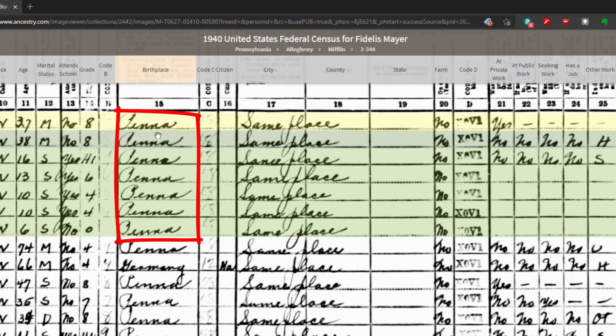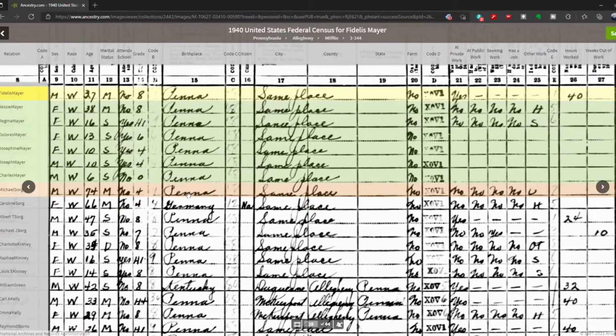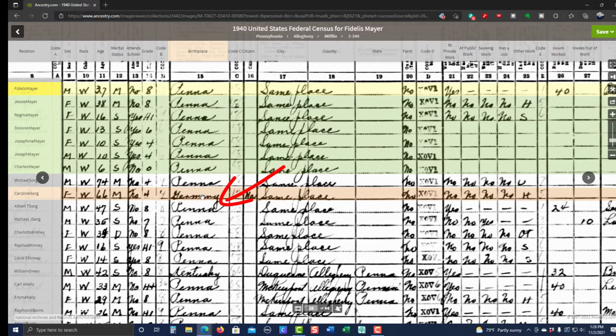Okay, that's not a problem here at the Mayer family because they were all born in Pennsylvania. Now, for the Sorg family, it's a little different. Michael was born in Pennsylvania. Caroline was born in Germany.